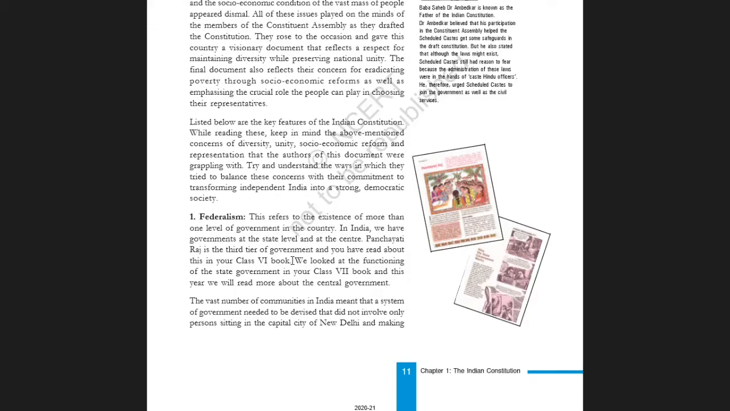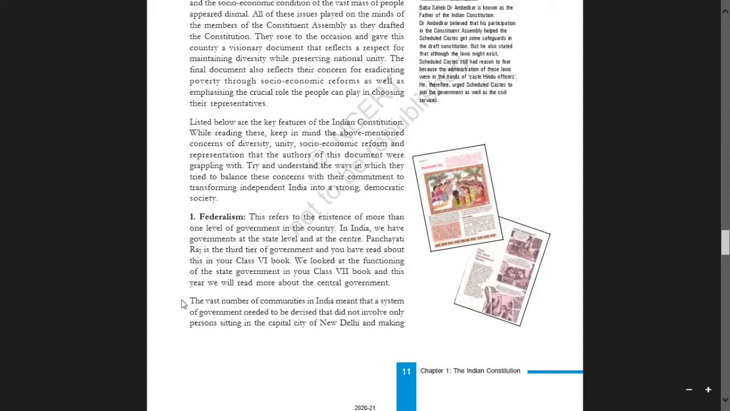So when you were in class 6, you studied about Panchayati Raj, in which we have learned Pradhan, then Nyaya Panchayat, etc. We looked at the functioning of the state government in your class 7 book. In class 7, you have learned about the state government. And this year, in class 8, we will read more about the central government.